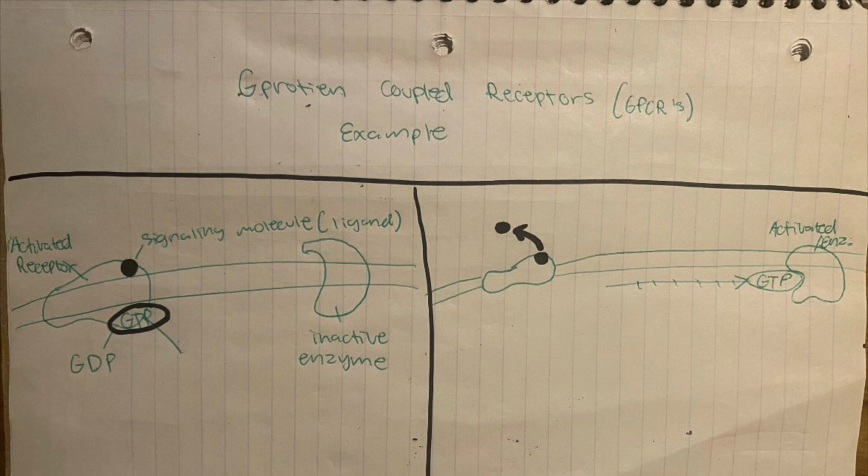So once it goes to GTP, it travels over to the inactive enzyme and activates it. And this then eventually leads on to the cell response.